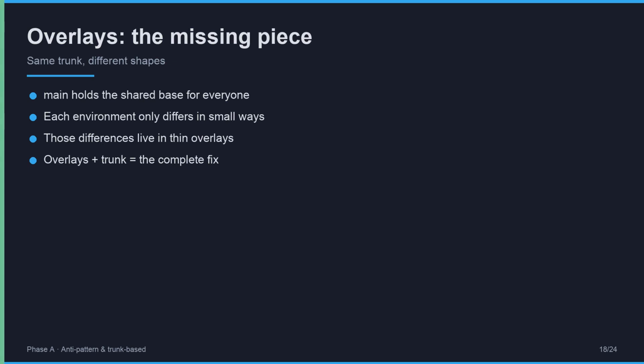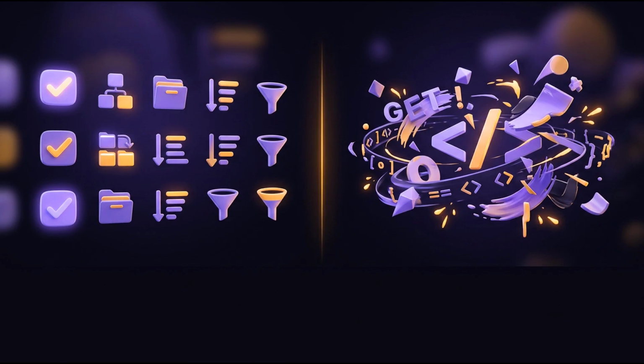That is the missing piece, overlays. Main holds the shared base, identical for everyone. Each environment differs only in small ways: replicas, an extra scanner, an image tag. Those differences live in thin overlays on top of the base. Trunk-based gives you one source of truth. Overlays give each environment its shape. Together, they are the complete fix. Trunk for the source. Overlays for the shape.